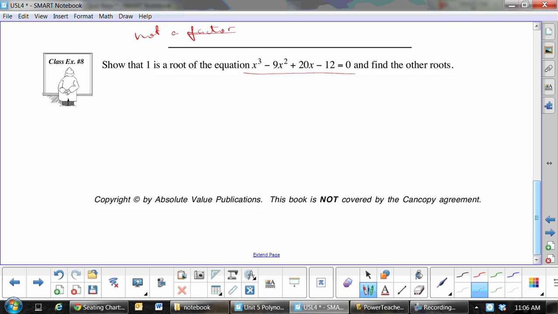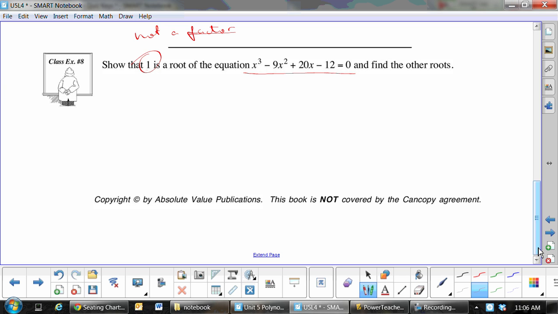Now this one says find the other roots. This is a good algebraic question. Show that 1 is a root. Well, they actually give us one of the factors. So if I put 1 in there, let's do synthetic division. They say show that 1 is a root, so I'd just put it in. It does equal 0. The unfortunate thing about the factor theorem is it only tells you if it's a factor. You've still got work to do after that. You've got to divide it out.